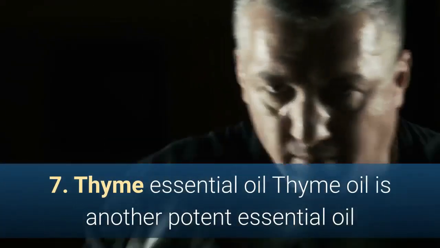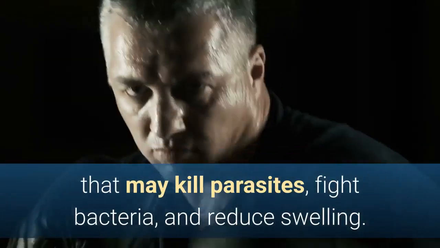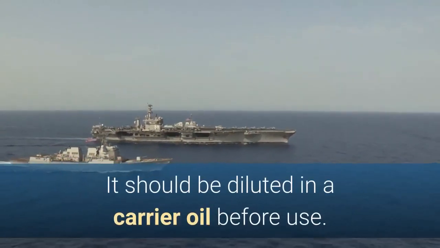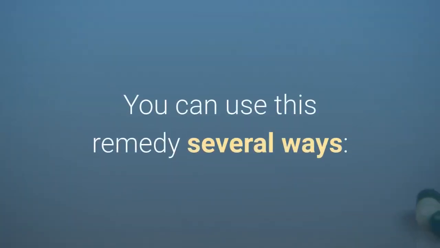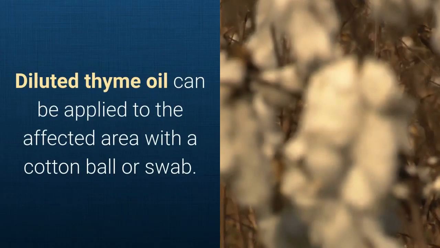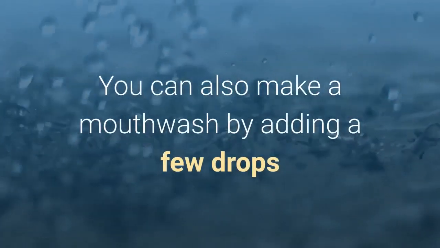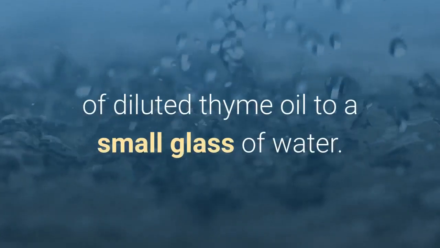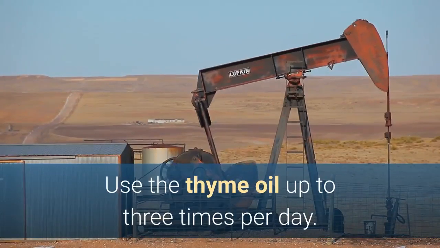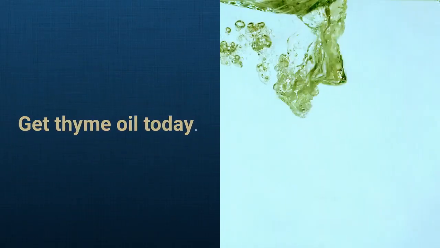7. Thyme essential oil. Thyme oil is another potent essential oil that may kill parasites, fight bacteria, and reduce swelling. It should be diluted in a carrier oil before use. You can use this remedy several ways. Diluted thyme oil can be applied to the affected area with a cotton ball or swab. You can also make a mouthwash by adding a few drops of diluted thyme oil to a small glass of water. Use the thyme oil up to 3 times per day. Get thyme oil today.